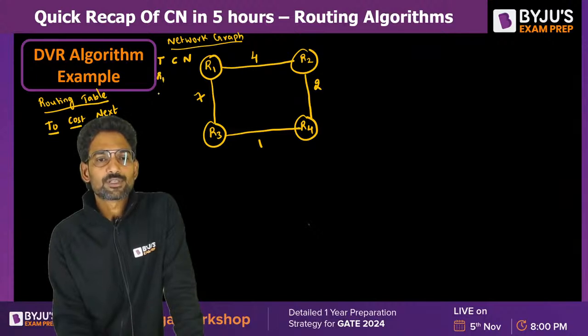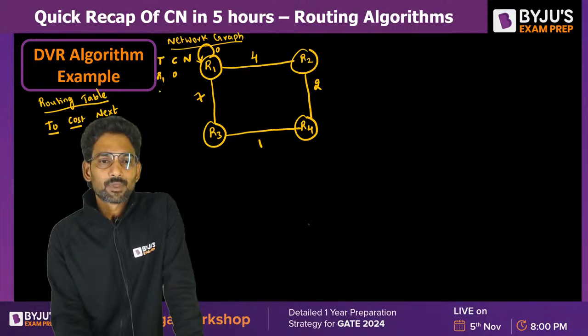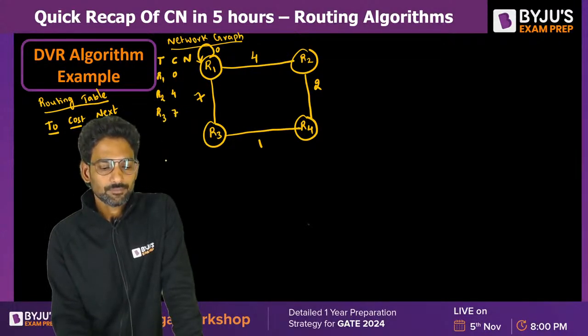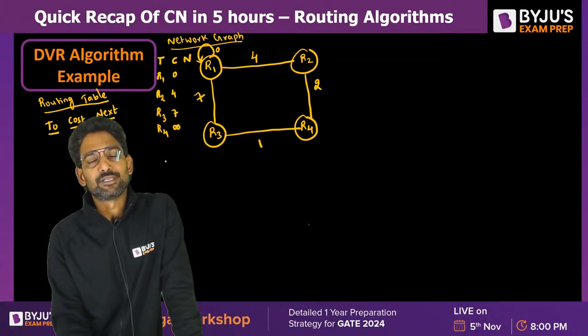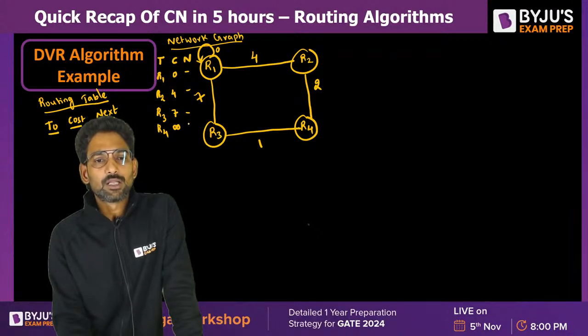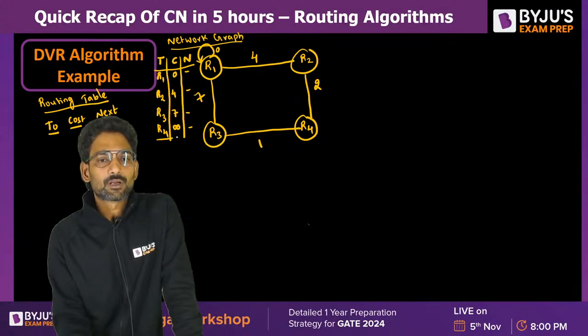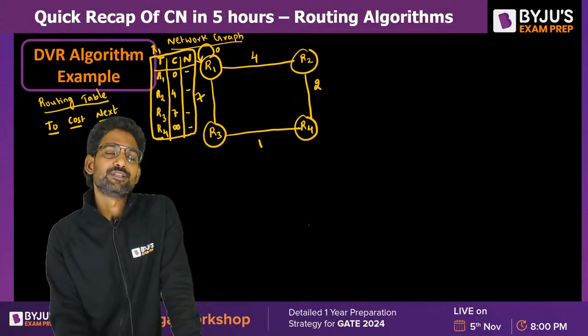To means all the nodes which exist. So R1 to R1, any node to itself, what is the cost? 0. Okay, R1 to R2, if you have a direct link, mark its cost. R1 to R3, 7. R1 to R4, do you have a direct edge from R1 to R4? No, initially make it infinity. And initially all the next nodes you keep empty. Okay, so this is the routing table of R1, the initial table.